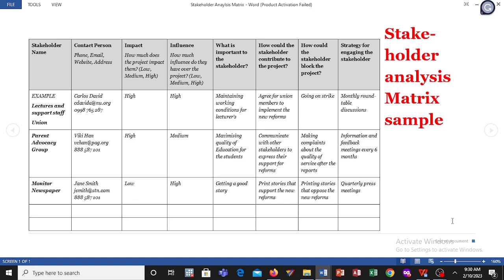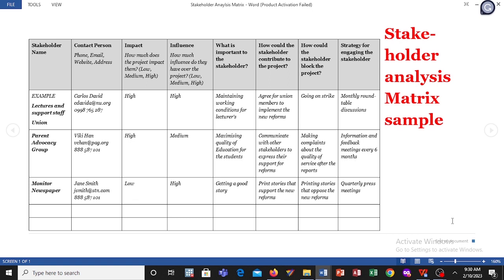What is important to the stakeholder? Maintaining quality of education for their students. They would like to see a good, higher quality education service given to their students. It's very important to parents. So you should know that. Any institution should know what is the interest of this stakeholder and how I can engage them on that interest.